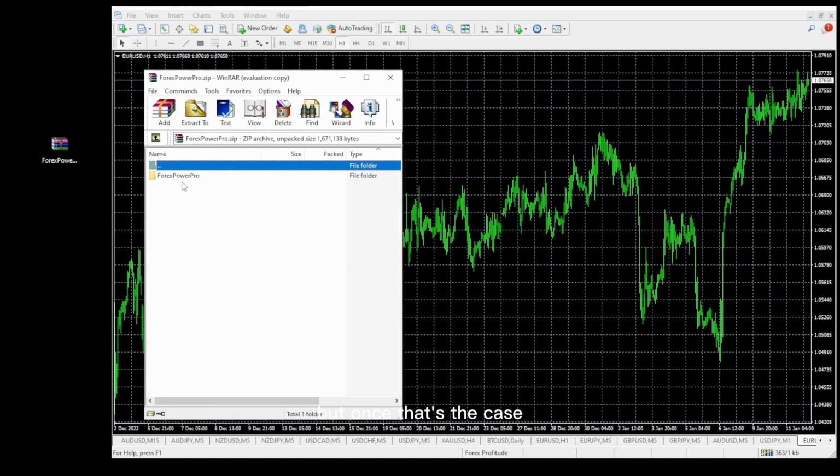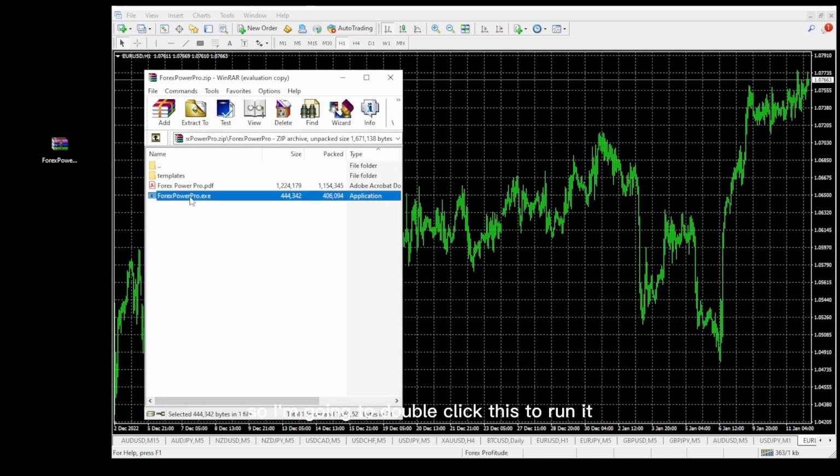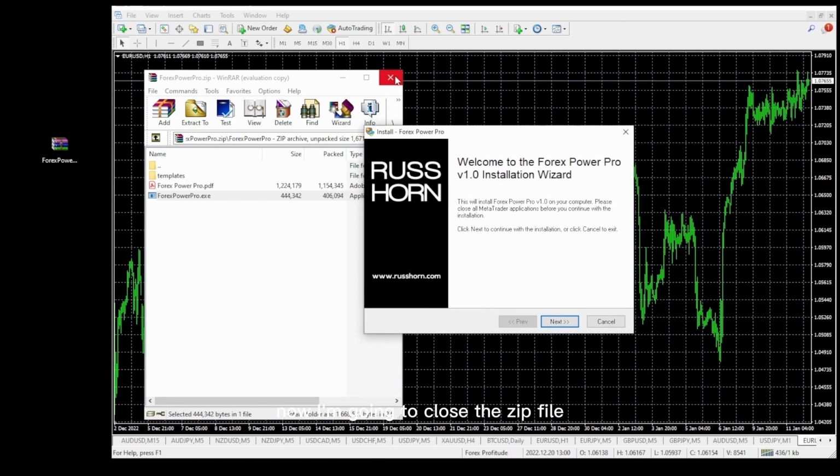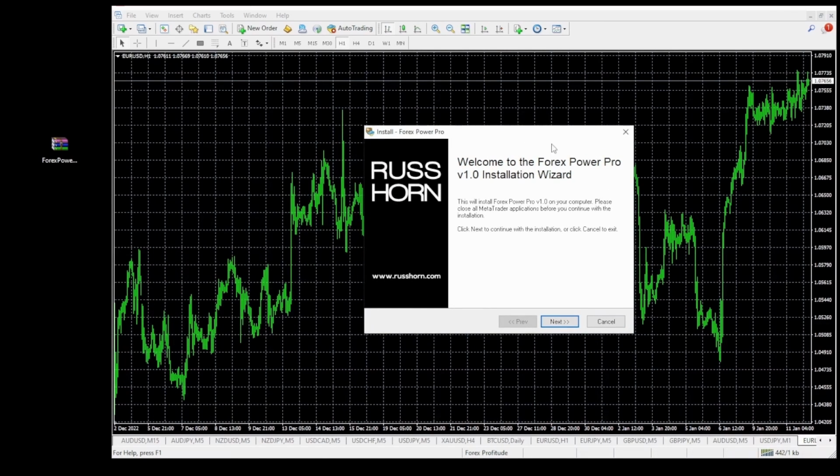But once that's the case, open the Forex Power Pro folder, and inside the folder, you're going to see a PDF manual. You're going to see a folder that says templates, and you're going to see a Forex Power Pro exe file. This exe file is the auto installer. So I'm going to double click this to run it. And with that, I get this installation wizard. Now I'm going to close the zip file, and on the installation wizard, I'm going to click next.